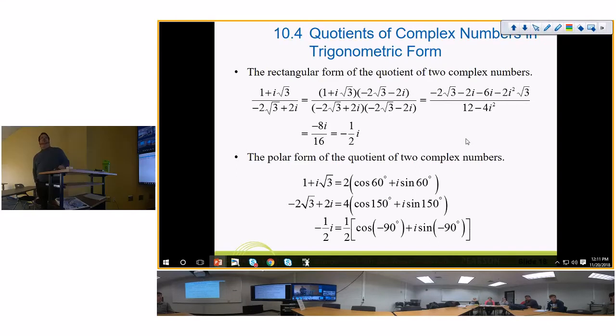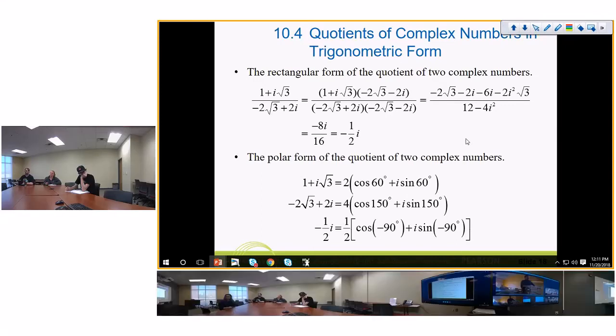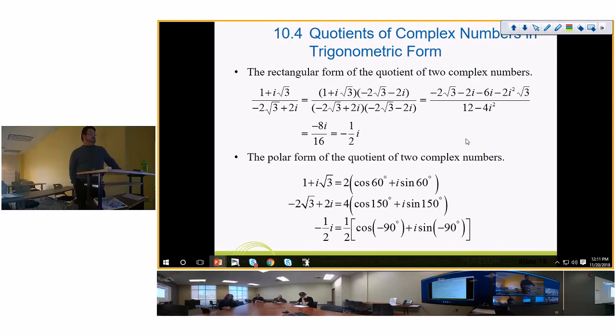The rectangular form of a quotient of 2 complex numbers. What are we going to use on this one before we even get started on it? Starts with a C. What's in the bottom? What's in the denominator? Radicals. And what do we use when we want to get rid of the radicals? Starts with a C. Conjugate. So you're going to use the conjugate, which means you're going to use the FOIL method in shortcut number 3.